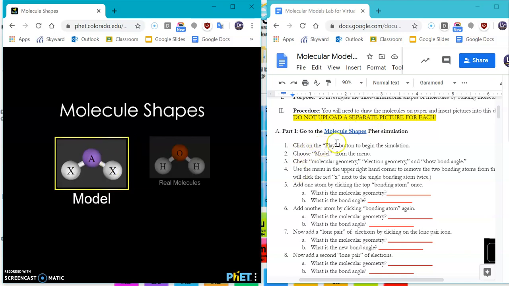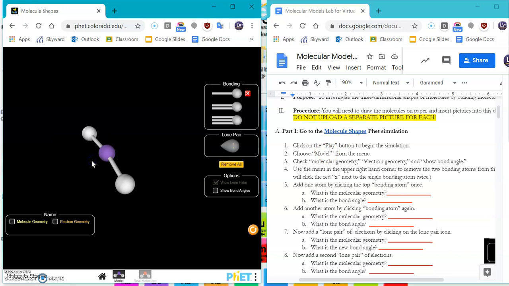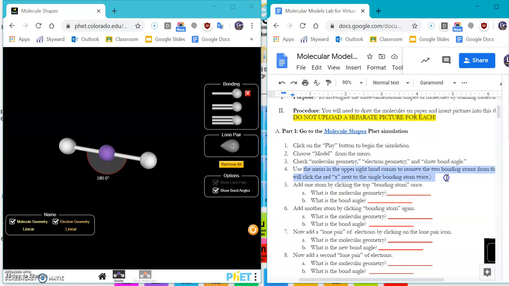You want to click on the play button and then on the models like so, and then check molecular geometry, electron geometry, and show bond angle. And the cool part is that you can move these all around and it shows you the lovely little bond angle like so. And then it says use the menu in the upper right hand corner of the two bonding atoms and click the X next to it.